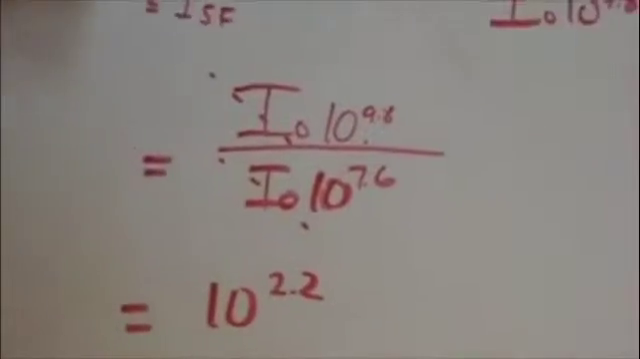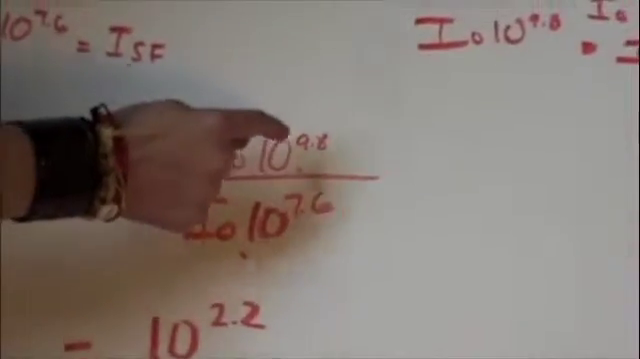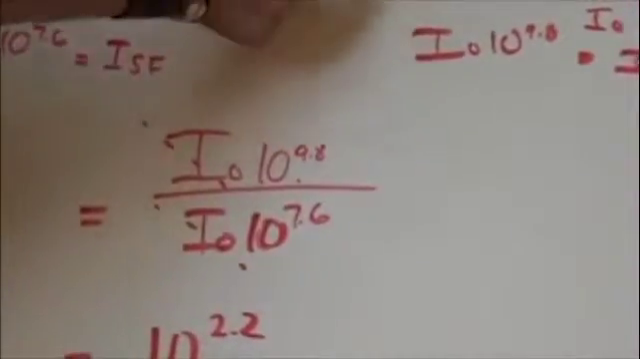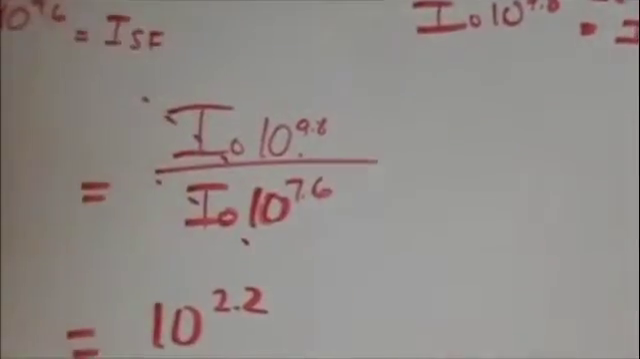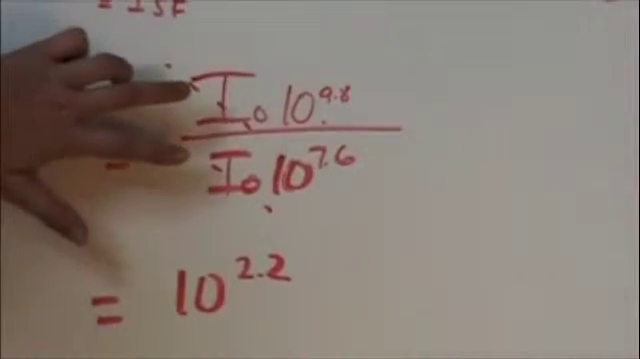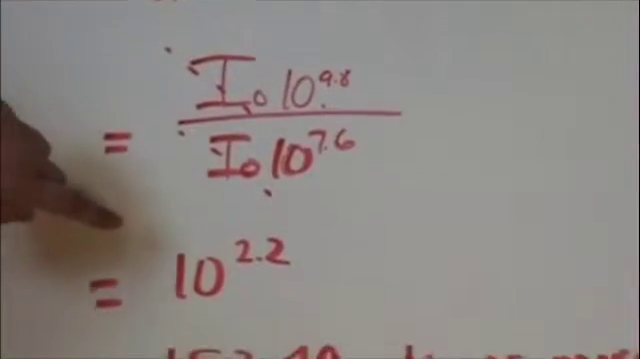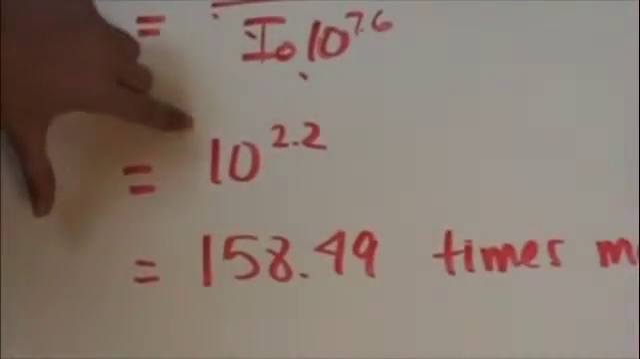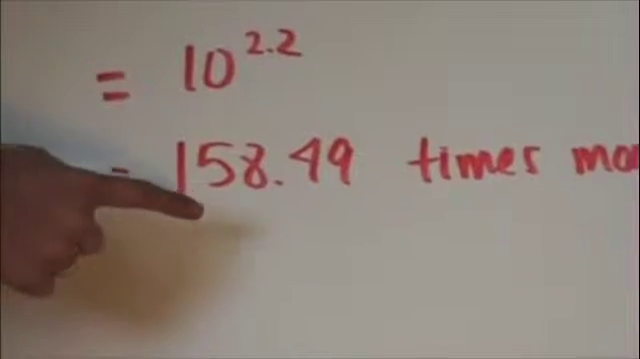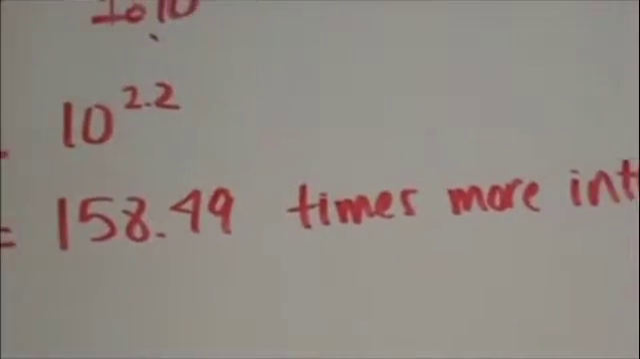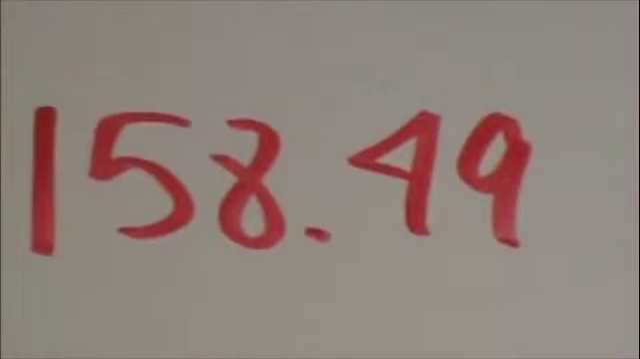When you have the product of those two equations, you have the intensity of the original times 10 to the power of 9.8 to represent Tokyo, and intensity of original times 10 to the power of 7.6 for San Francisco. The two intensity of the originals cancel out when they're divided by each other, and you're left with a difference between the two earthquakes of 10 to the power of 2.2. So, the earthquake in Tokyo works out to be 158.49 times more intense than the earthquake in San Francisco.